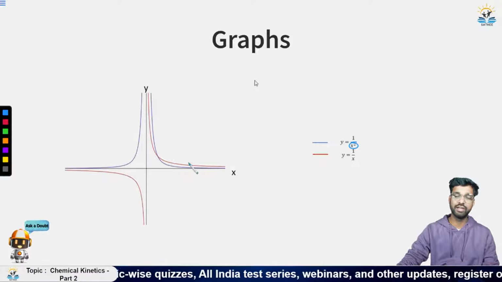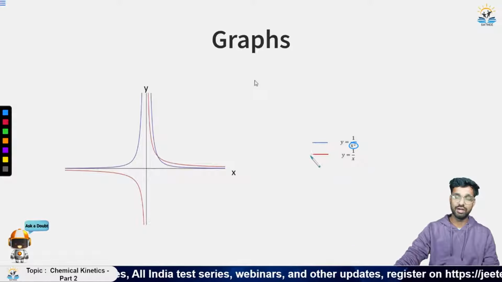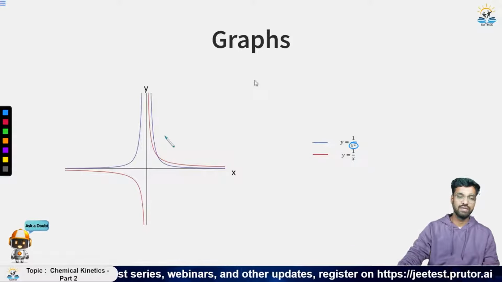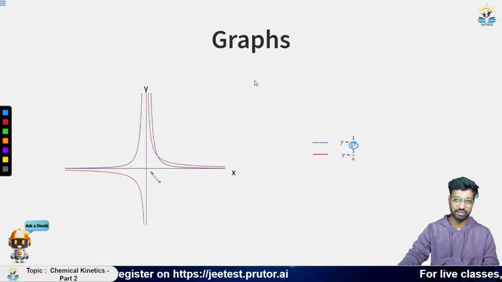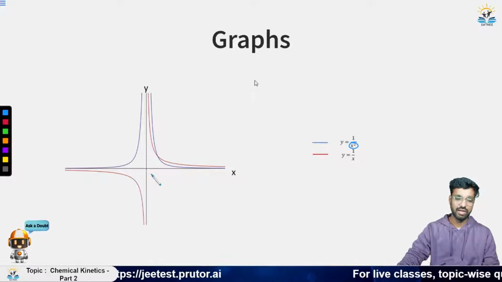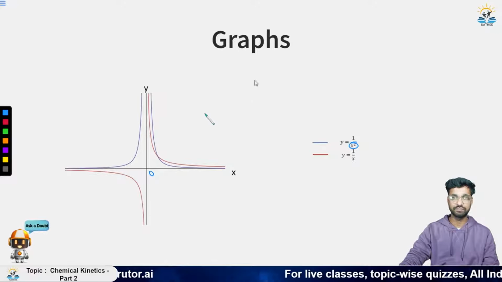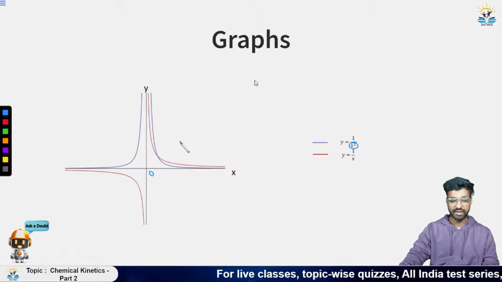So whatever value we take of x doesn't matter, as long as it is a real number, we will get a positive number, that is a positive plot that will be above this 0 x 0 origin, and we will get a positive value of y. So these are the five graphs that you should remember.